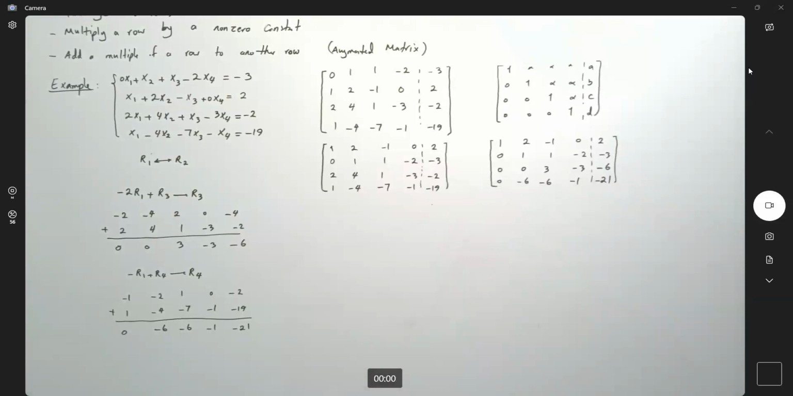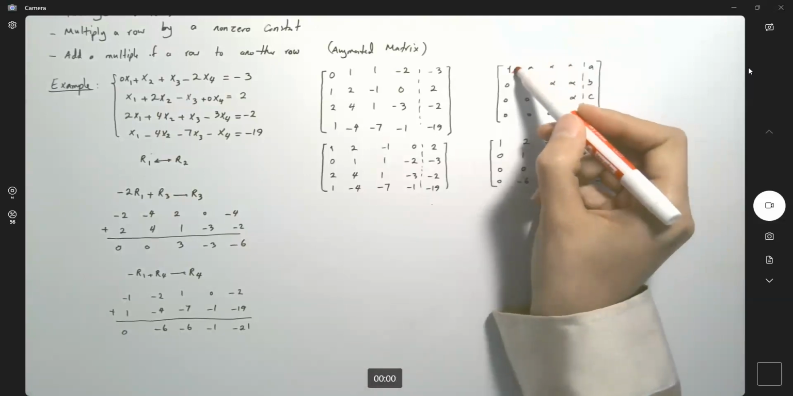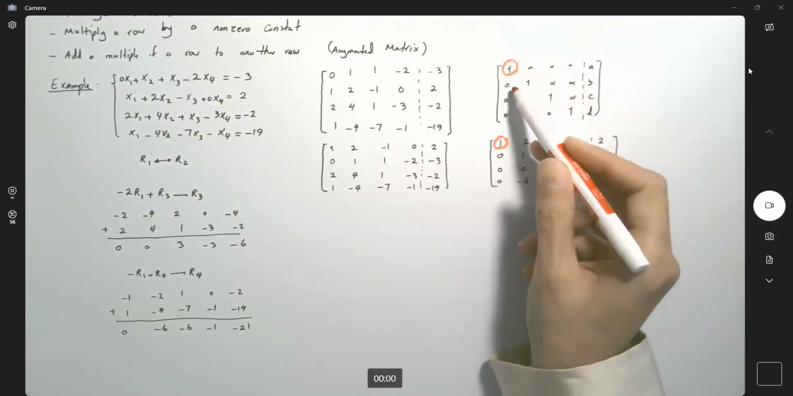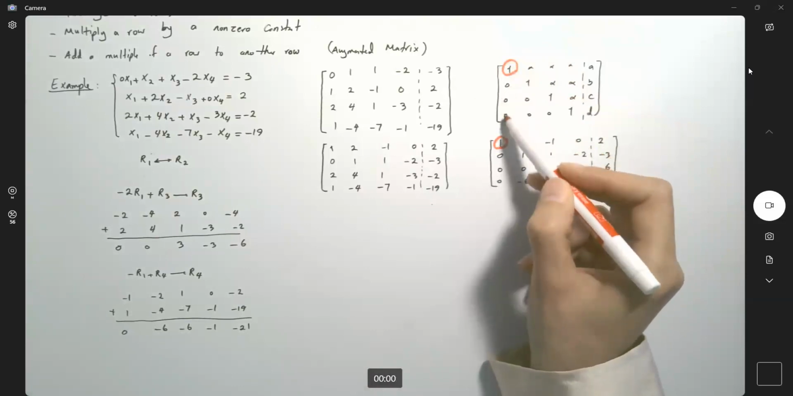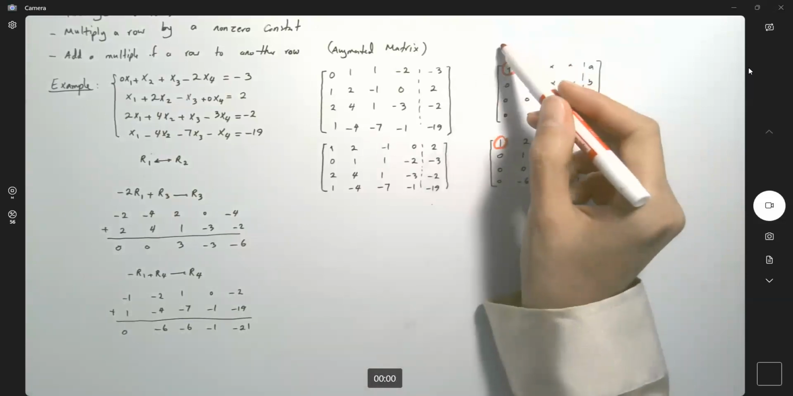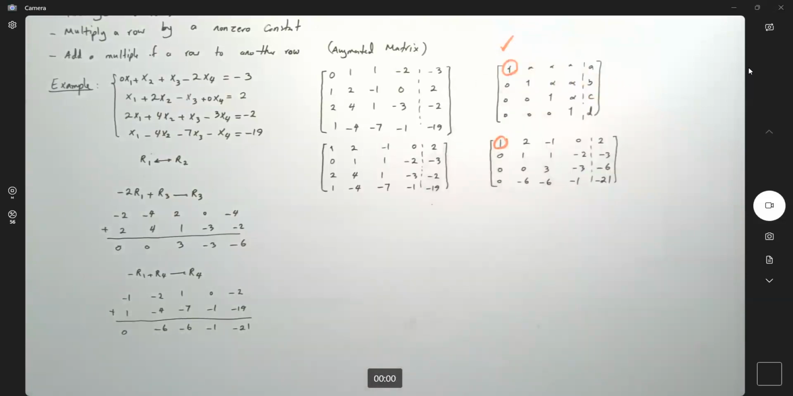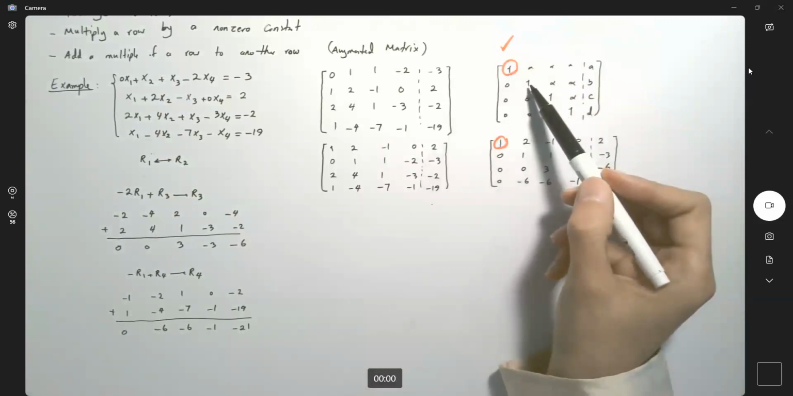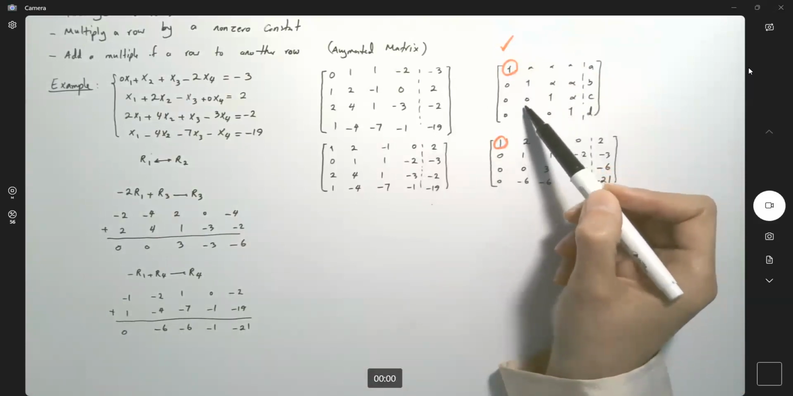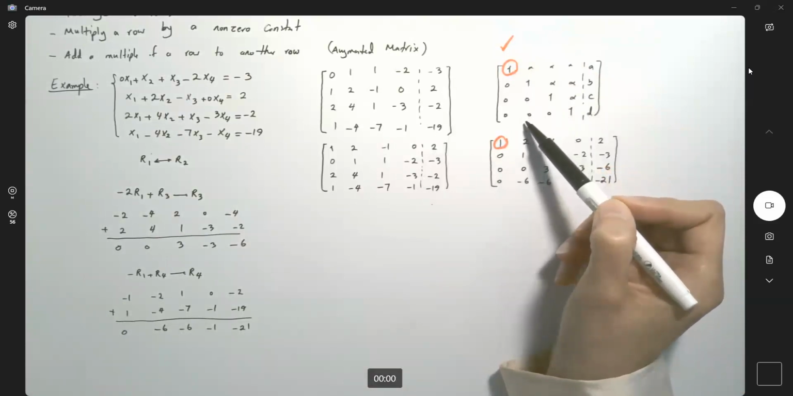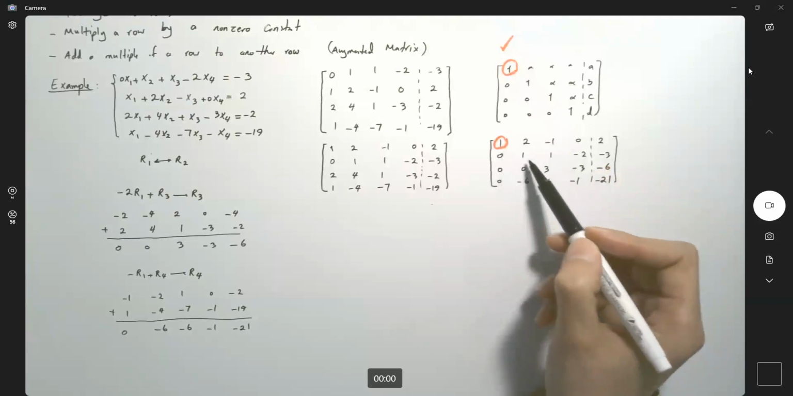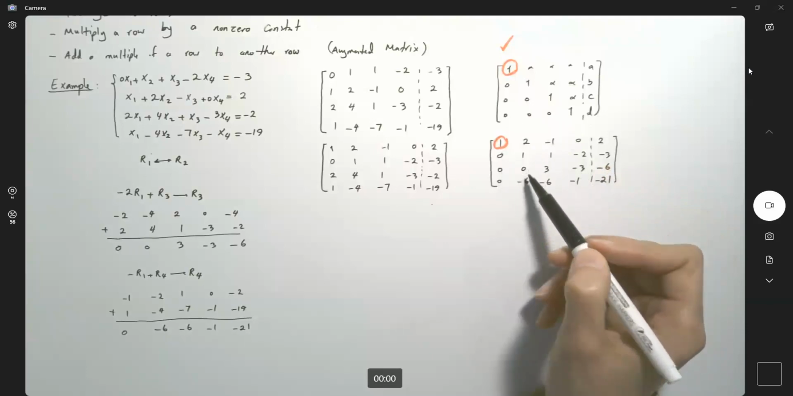So far everything looks similar. 1 and 1, and all elements below 1 are 0. So far we're good with the first column. We need to check the second column. The second column has 1, and then below 1, you have 0 and 0. So on the main diagonal, you have 1, but here you have a 0.